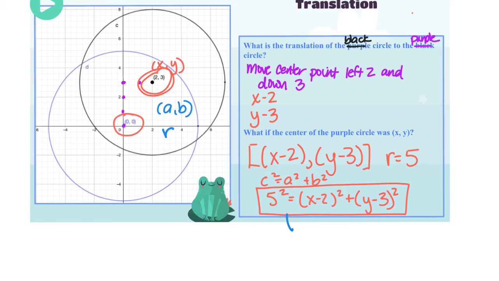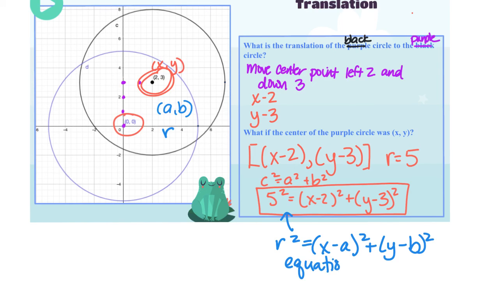So we could rewrite this formula as r squared equals (x minus a) squared plus (y minus b) squared. And this, what we just came up with here, is actually the equation of the circle. Where r is the radius and a and b is the center point, wherever that center point may be.